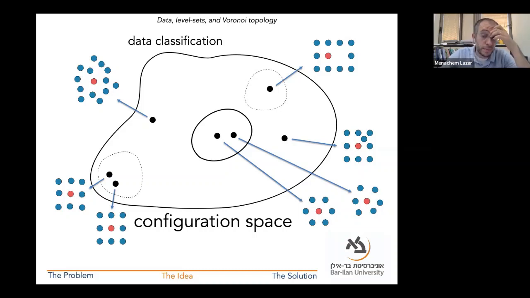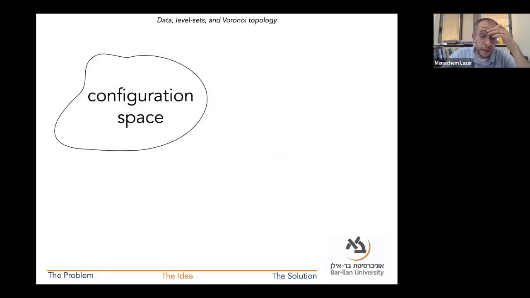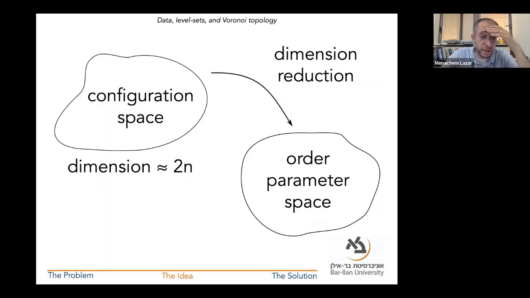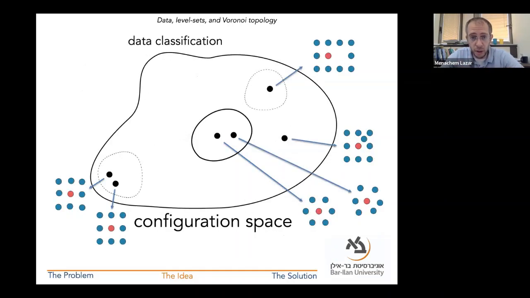But, so we have this configuration space. Somehow we have an order parameter space, which is reducing the dimension of the data, and we want to use that to classify the data. But the problem is, before we could get to this, we were using these order parameters. So I want to say something about that.